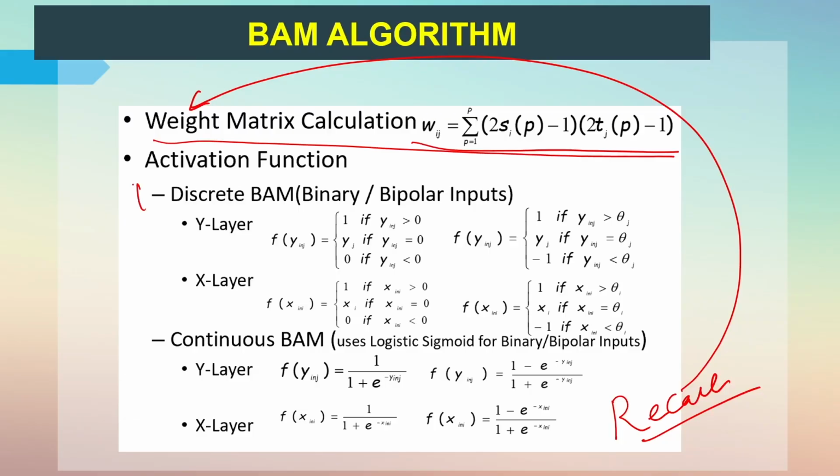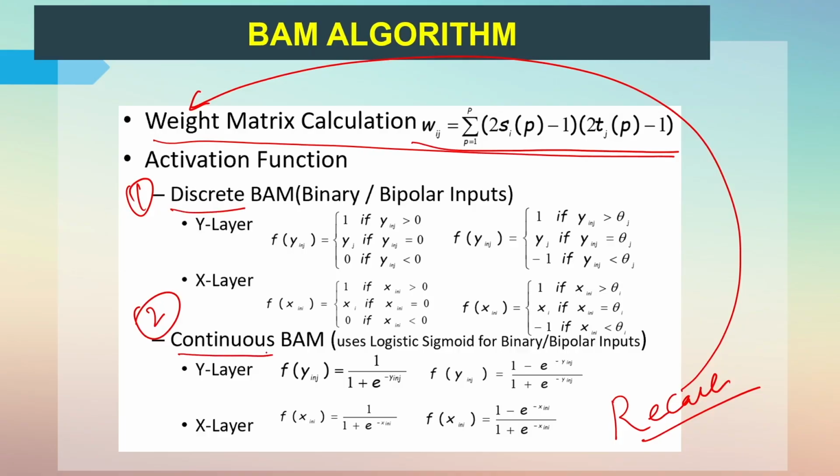You are asked to recall what the activation function is, how it is used, and what kind of role it plays. Accordingly, there are two things: one is discrete BAM, another one is continuous BAM. Why are these two types of algorithms there, discrete and continuous? Because when you deal with data, some variables may have real values, and some may have whole numbers. So accordingly we divide into discrete as well as continuous.